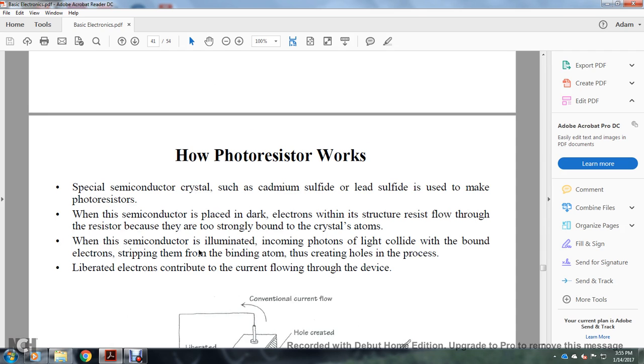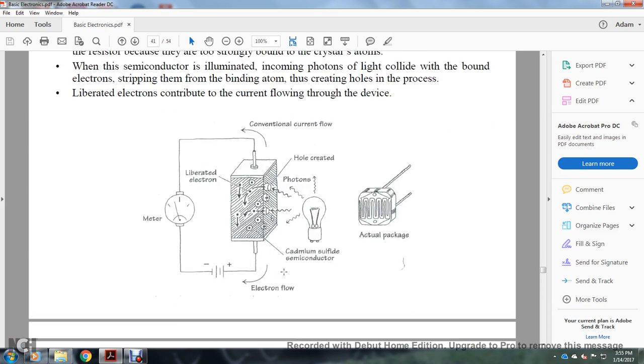Alright, photoresistors are made from special semiconductor crystals such as cadmium sulfide. When the semiconductor is in the dark, the electrons are too strongly bonded to the crystal atoms, so the resistance to the flow of current is high. When the semiconductor is illuminated, incoming photons collide with the bonded electrons, stripping them from the bonding atoms and creating a hole in the process. The liberated electrons contribute to the current flow through the device.